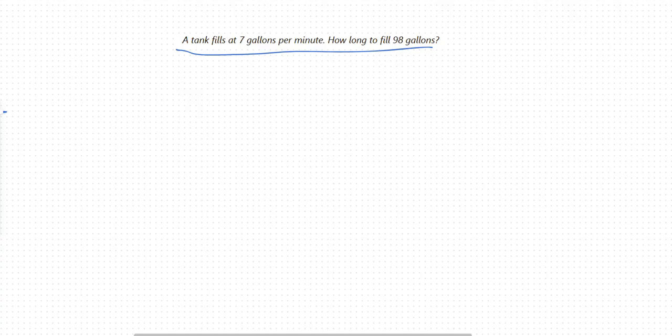A tank fills at 7 gallons per minute. Okay, this is a rate. So we're breaking this down into math terms. This is a rate. How long to fill 98 gallons? We can consider this a distance or an amount. So we have a rate and an amount.